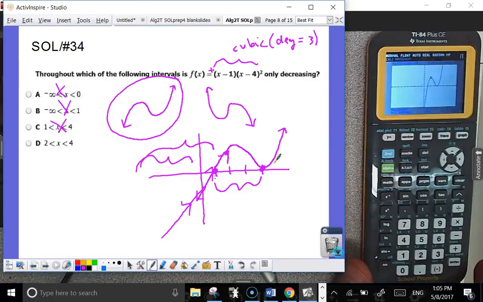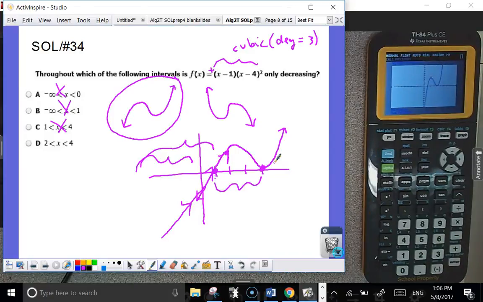And mine is giving me 1.999999, so it should be rounded to 2. So yeah, that point, it really starts to decrease right there at 2. Right, so the right answer is 2 to the 4. So make sure you're comfortable with this concept of increasing and decreasing. You know, what does that mean on the graph? Okay, next.